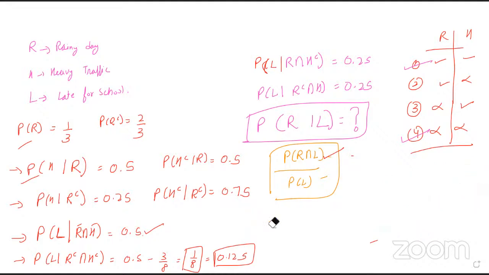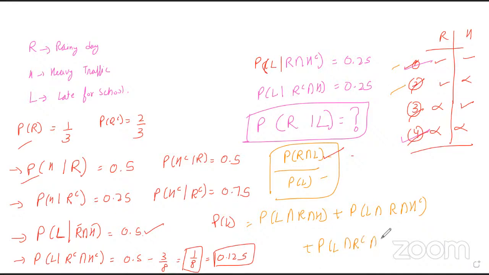For being late, you know these are the 4 cases possible. So I can write it as late, rain and heavy traffic, first case. Late, rain and no heavy traffic, right? Plus all the four. It's like total probability. Again, you need to compute these 3 terms using this information, right? Is it clear, everyone?